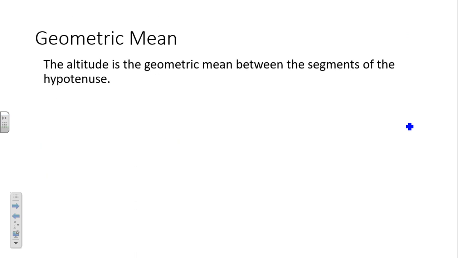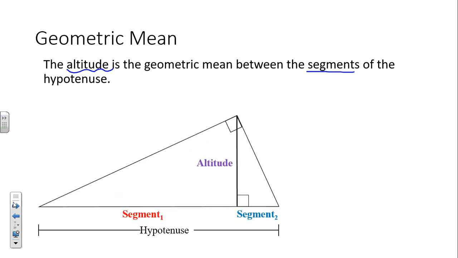It turns out that the altitude is the geometric mean between the segments of the hypotenuse. Let me explain what I mean by that. We had that right triangle. We dropped an altitude. This altitude is the mean between the 2 parts of the hypotenuse that it splits it into, segment 1 and segment 2.